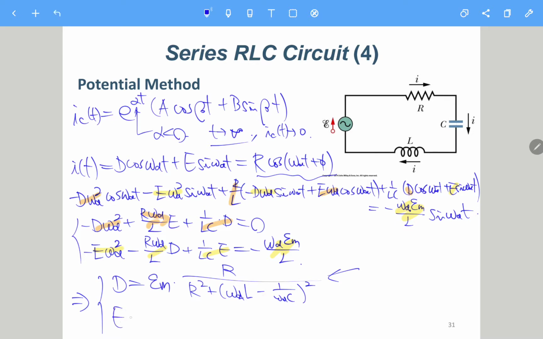And then E will be Em, and then negative (omega L minus 1 over omega C), and then all over R squared plus (omega L minus 1 over omega C) squared. So this will be the imaginary part. This is the imaginary part of the phasor.